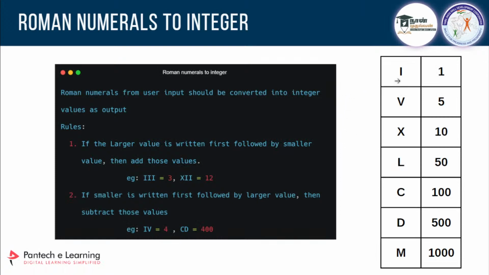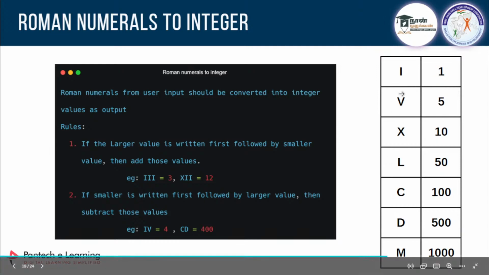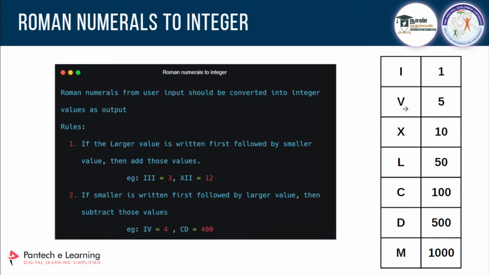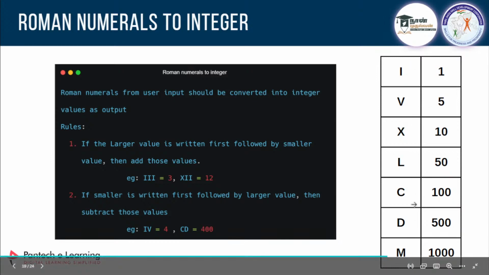So the conversion is, in Roman numerals, we will be having these things only: I, V, X, L, C, D, M. And for each one, we are having certain numbers for conversion. So if it is I, it will be 1. If it is V, it will be 5. If it is X, it will be 10, and so on.